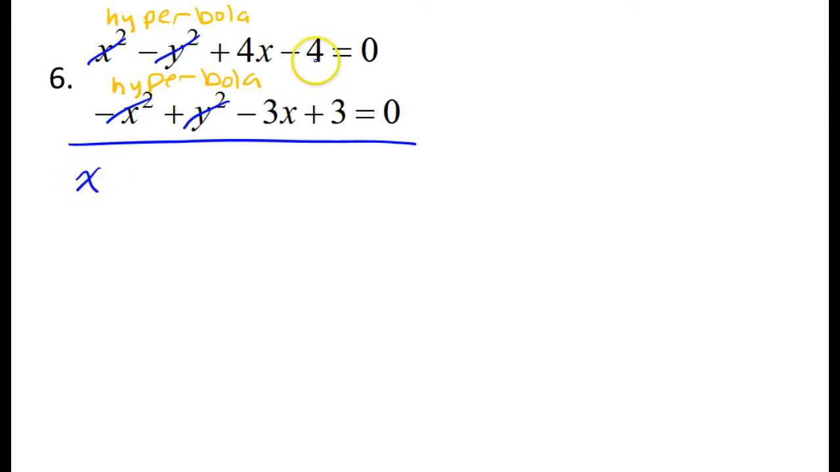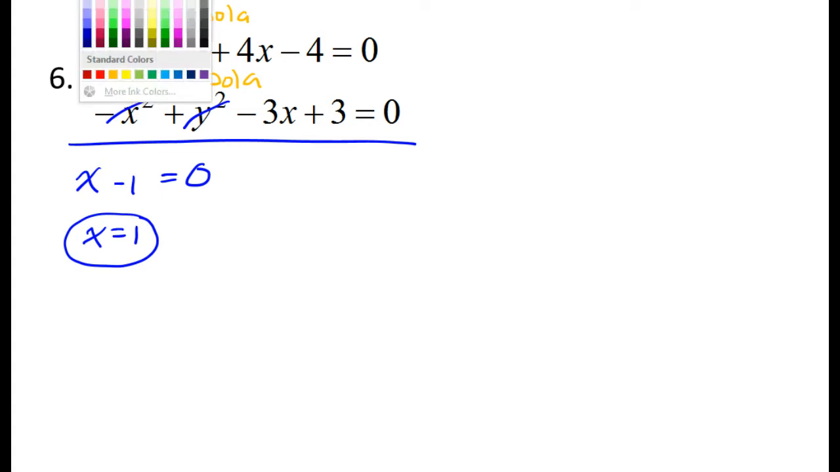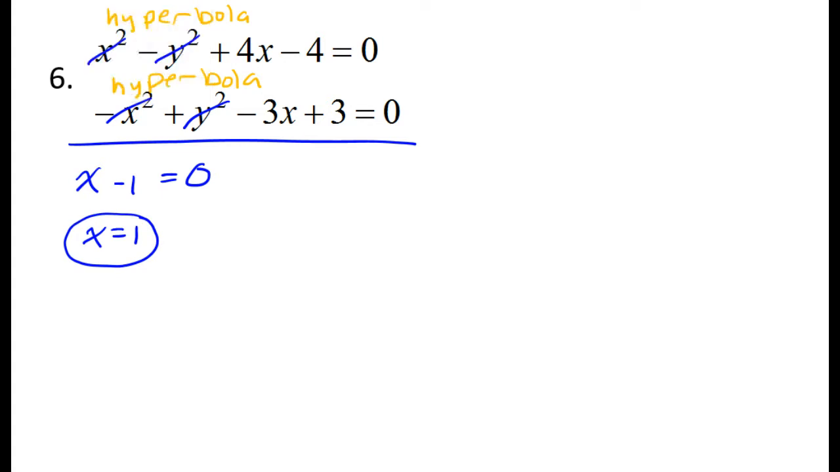And then I've got negative 4 and 3, so that's negative 1. Okay, so I've got x minus 1 equals 0. So I can easily solve this and get x equals 1. Okay, so that means that in terms of a solution set, so far I have 1 comma something. I just need the y value that goes with this x value.